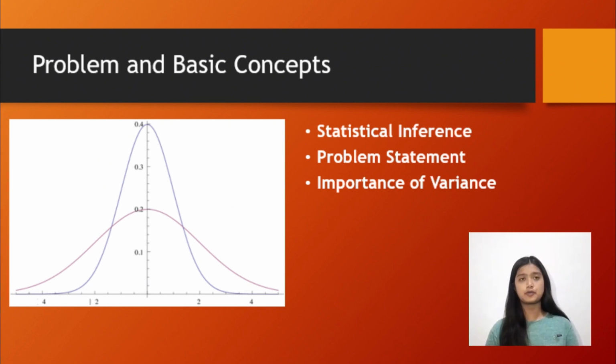Importance of variances. Variances represent the spread or dispersion of a dataset. When comparing two normal distributions, the variances inform us about the consistency or the variability within each group. Thus, understanding the variances helps us in determining the reliability of the data.